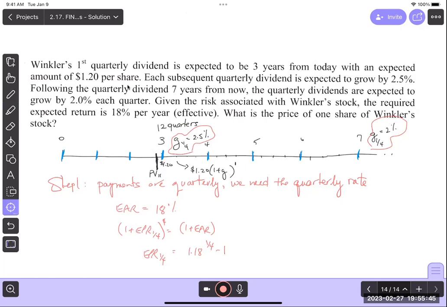7 times. So this was 3 times 4 to get 12, right? So I'm going to do 7 times 4 from the perspective of today, just for the counting. 7 times 4 is 28. So I want to know what is the payment at C28. How are you going to figure that out? So you want to figure out the number of periods of growth between the payment at quarter 12 and quarter 28. I should just say payment at quarter 28, because it isn't the 28th payment.